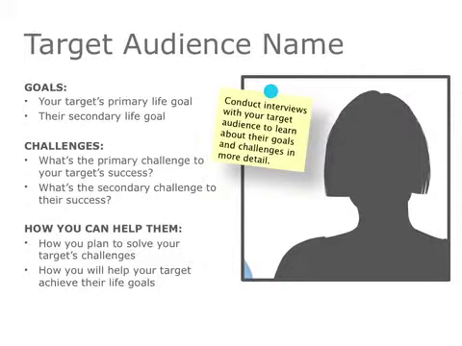Next up, we're looking for their goals, their challenges, and how you can help them, all right? So under their goals, you want to nail down your target's primary life goal, as I call it, okay? And also their secondary life goal. What's most important to them with their primary, and what's next in line, okay? Next up, challenges that they might face in succeeding with those goals. What's the primary challenge to your target's success? And what's the secondary challenge to their success? Okay? What's holding them back from making it in an online MLM network marketing business?